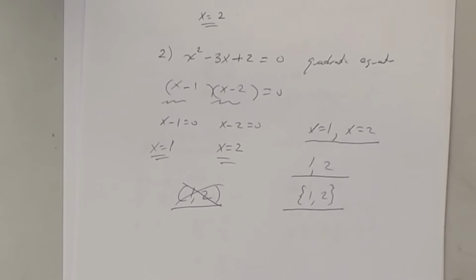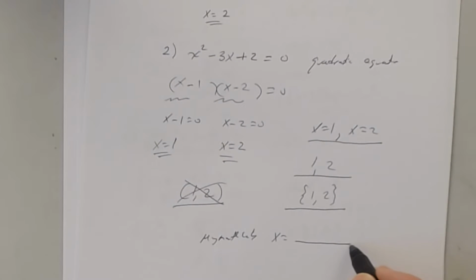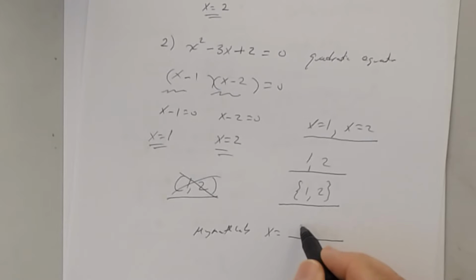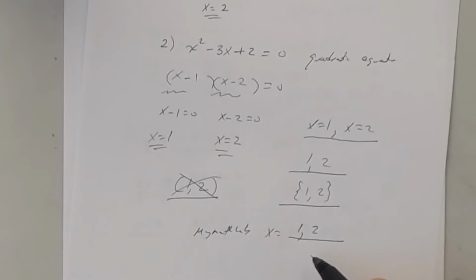Now, on my math lab, it'll say x equals and then a blank, okay? And in the directions, it says use a comma to separate answers as needed. So in my math lab, you'll say x equals, and then what would you put? 1, comma, 2. That's how you do it on my math lab. Now don't put parentheses because you'll mark it wrong. You've got to say x equals 1, comma, 2. That's how you write it.